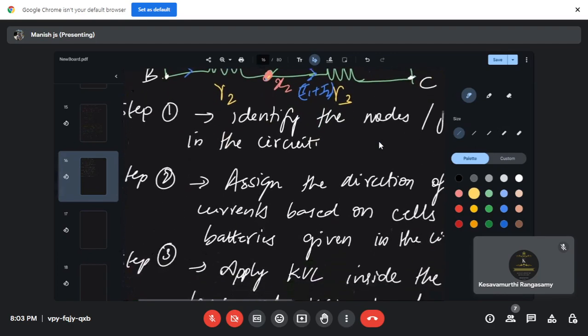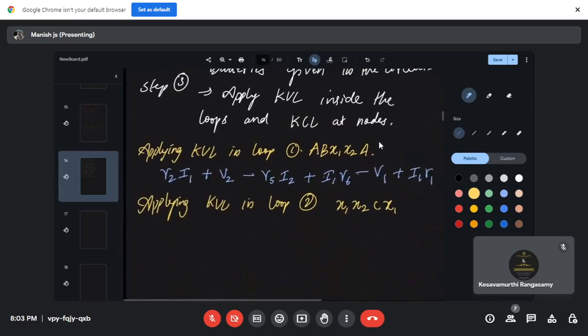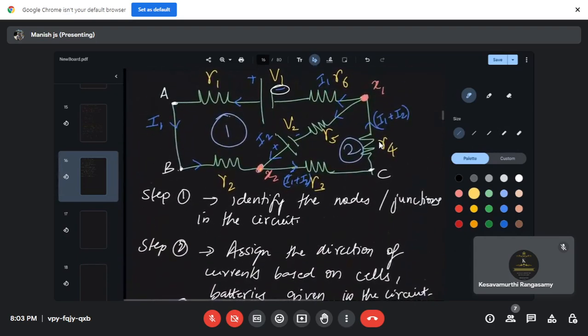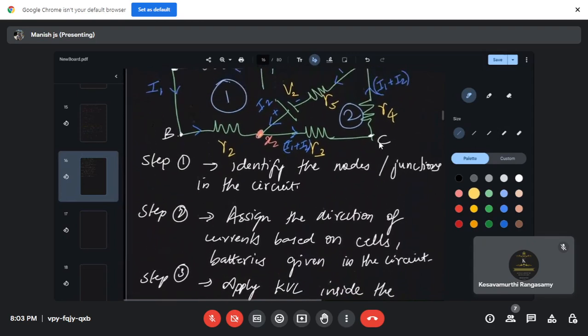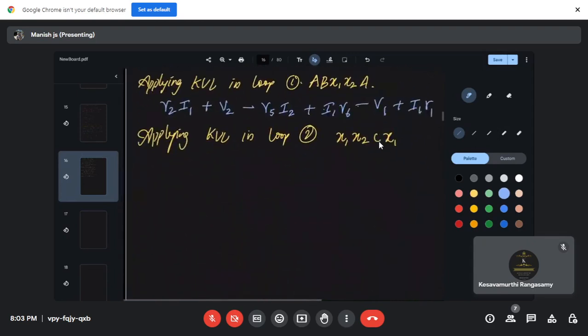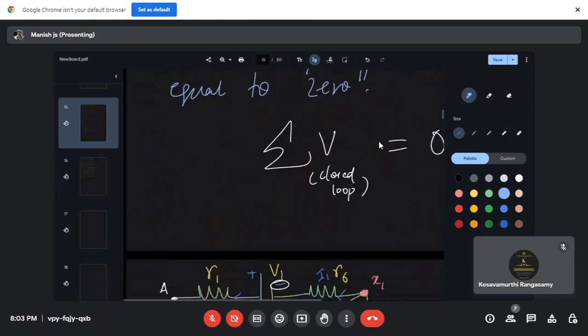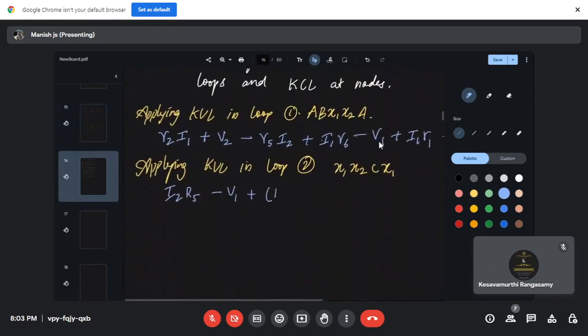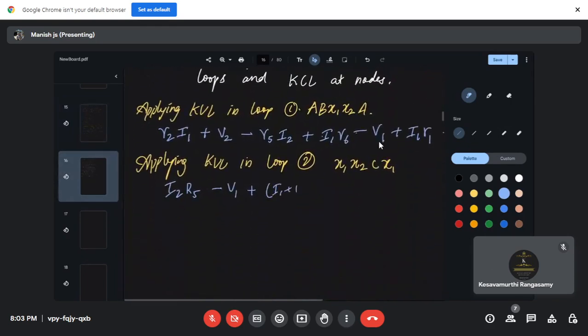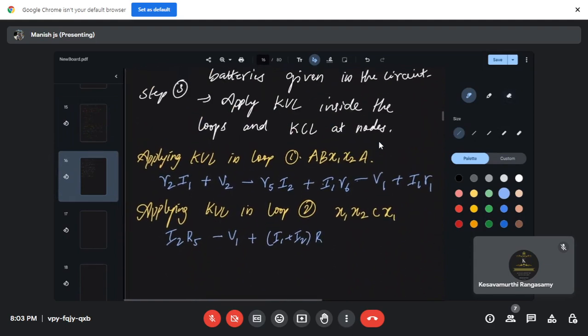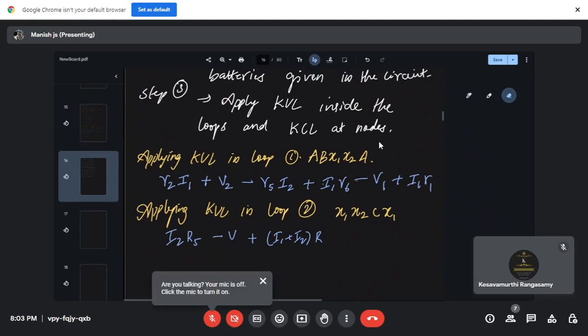Okay, so let me write down here. So for that, I need to first check. Yeah, so it is I2 into R5. Then minus V1. And then we had plus I1, I suppose it is I1 plus I2, right? Yeah, I1 plus I2. Sir, minus V2, sir. Okay, minus V2, my bad.